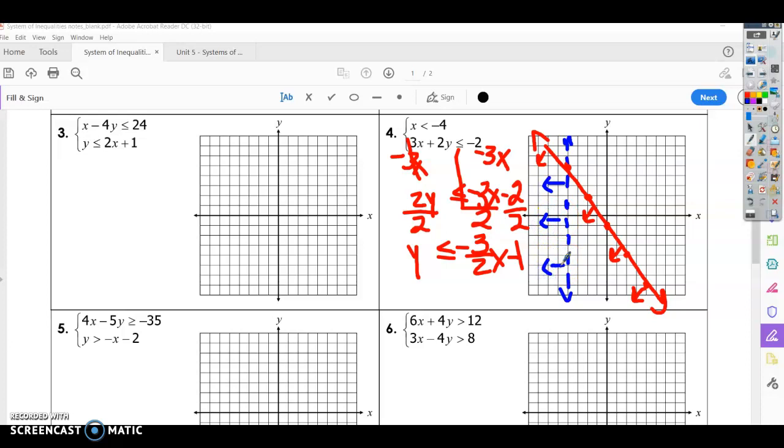All right, so I need all values that make both inequalities true. So that's going to be everything below this red line and to the left of the blue line. So any point you pick in that shaded region will make both of those inequalities true. Just don't pick a point on the blue line.